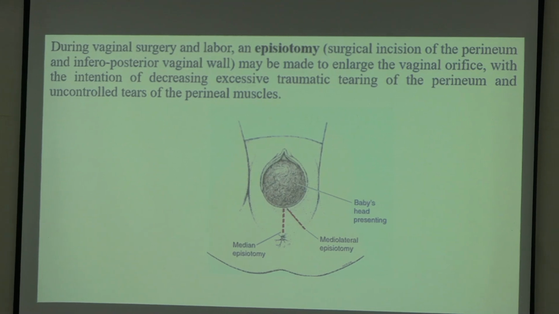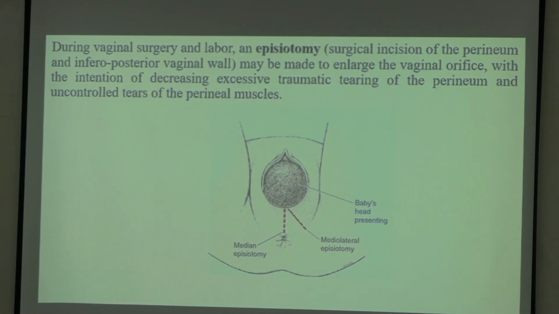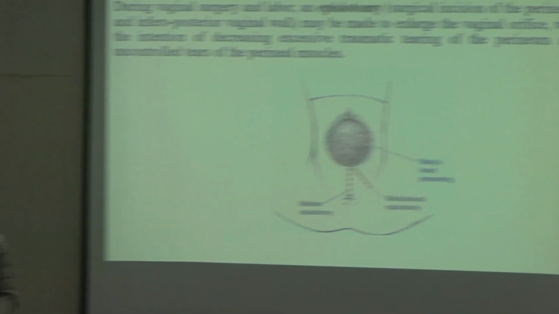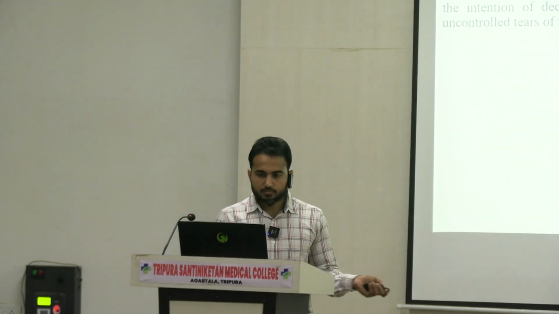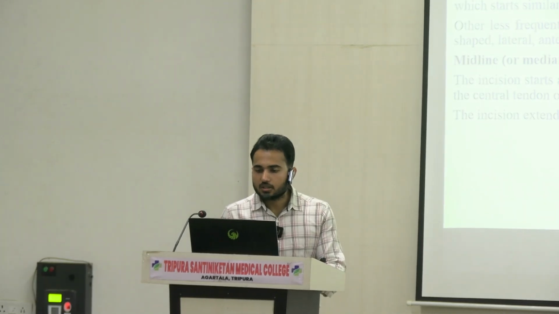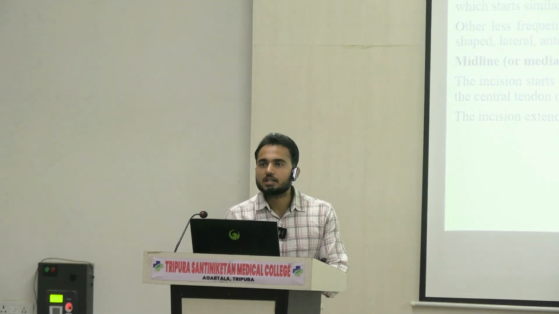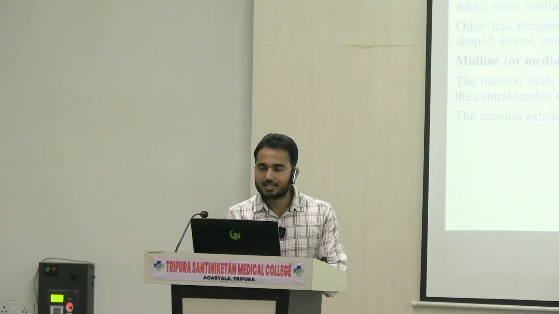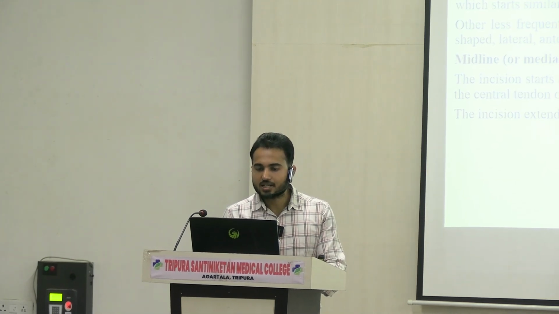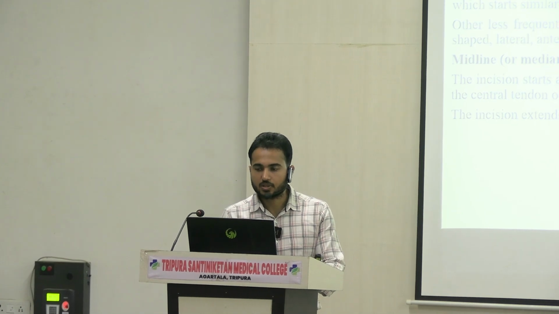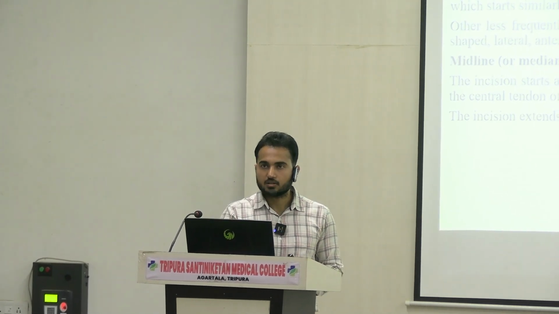Now, when the incision is taken, different types of incisions are there. As you can see, the median episiotomy and the mediolateral episiotomy. Different incisions are taken in order to widen the vaginal orifice for normal parturition. If the episiotomy is in the midline, it is called median episiotomy, which begins near the center of the perineum and extends straight downwards, and mediolateral, which starts nearly 60° to the side of the median plane.